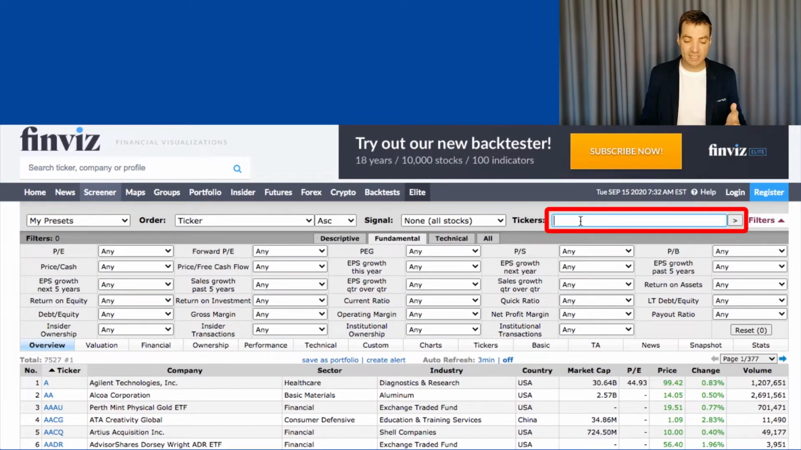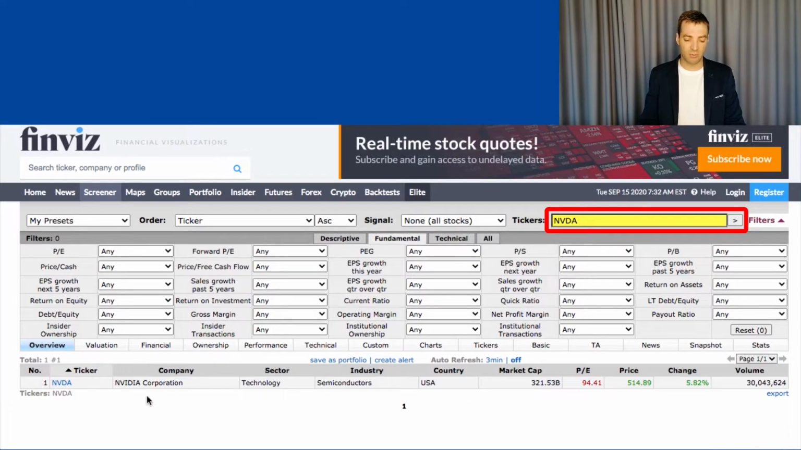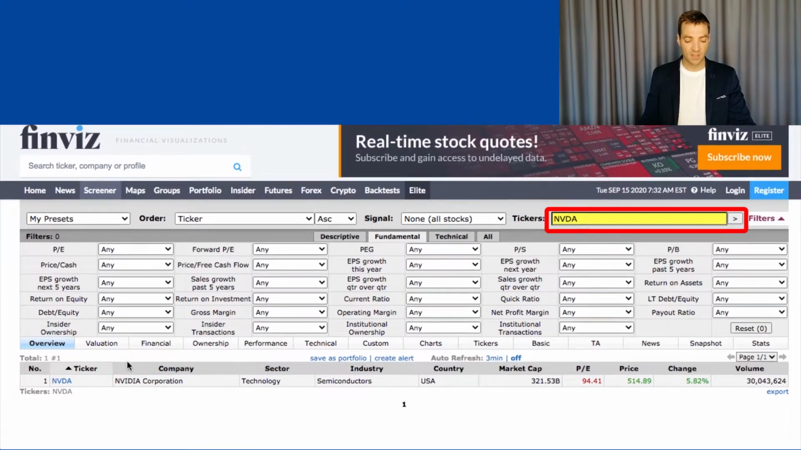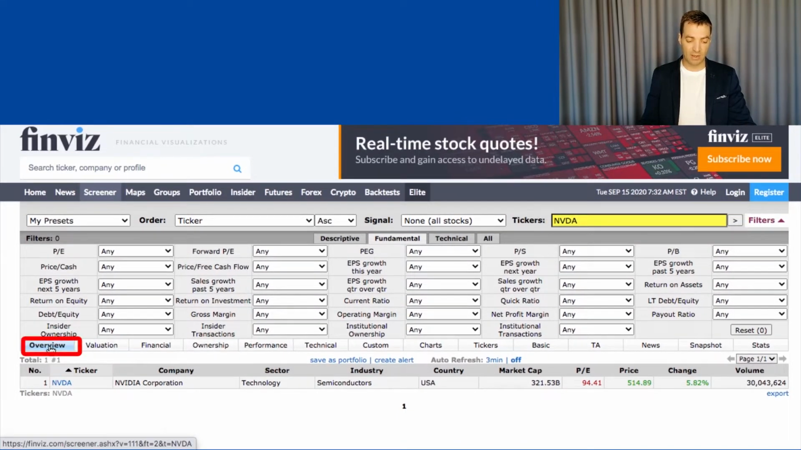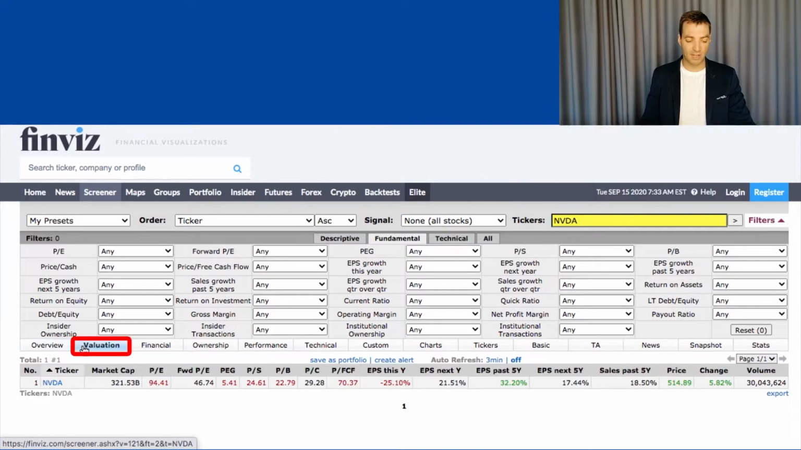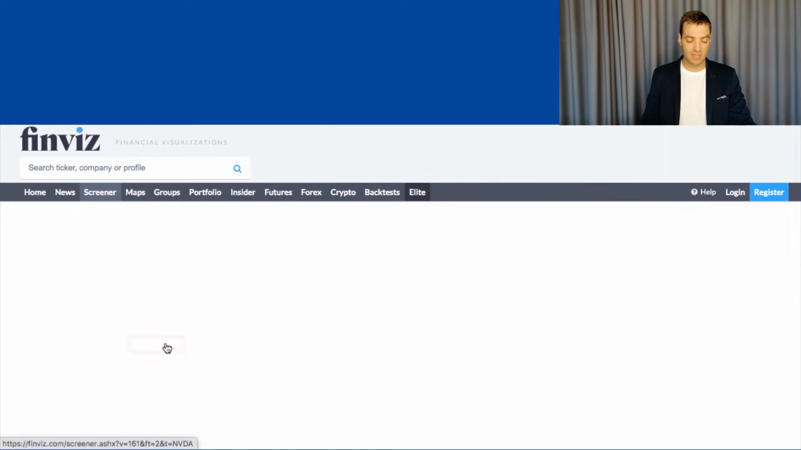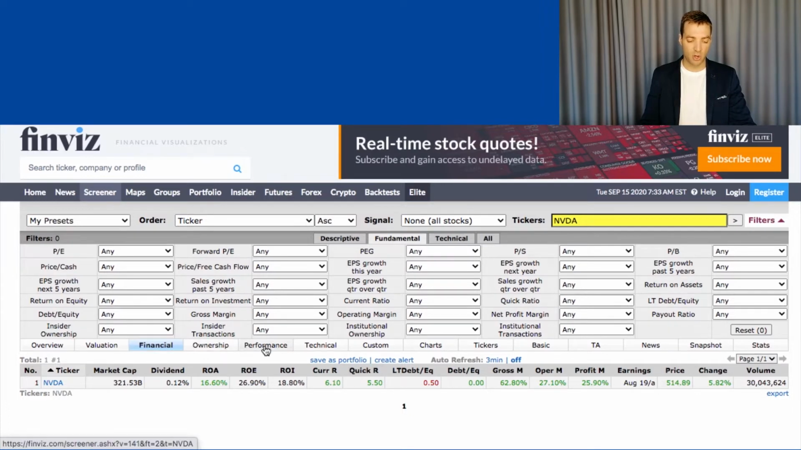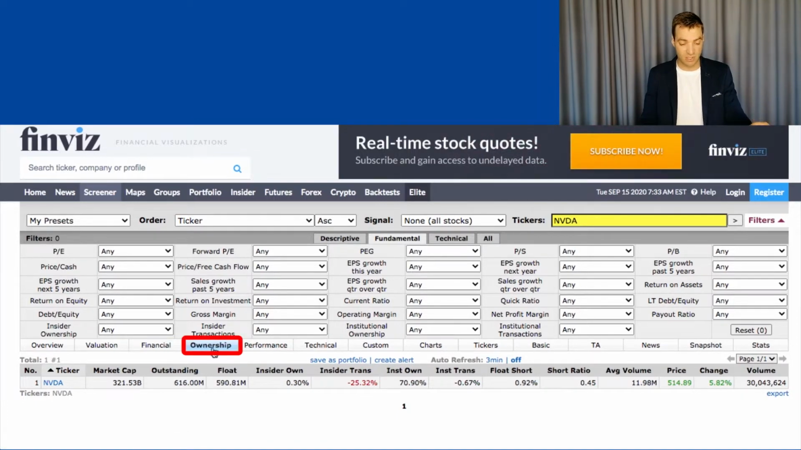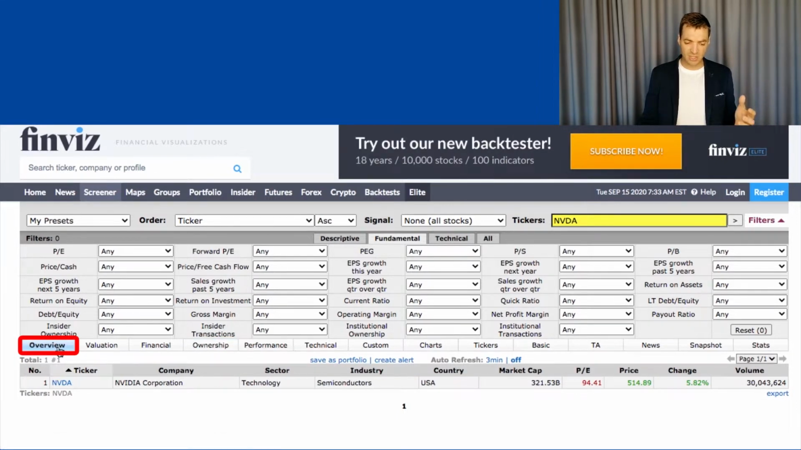So the first thing I'm going to show you is that you can put in any specific ticker that you like. So if you want to get the information for a particular company, let's say NVIDIA, I'll put in their ticker, I press search, and I can see all the information for NVIDIA. I'm in the overview tab at the moment. If I move over to the valuation tab, it gives me valuation metrics. In the financial tab, it's financial metrics, then ownership, performance, technical, all this other information about the company. Ownership is just ownership percentages, things like that. So that's how you find a lot of the raw data on a particular company.